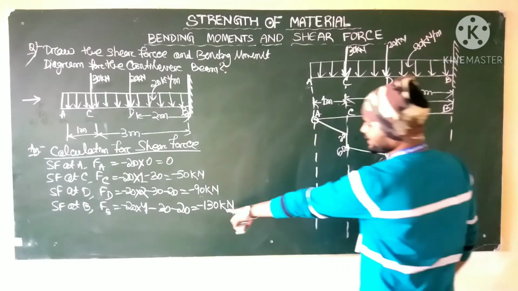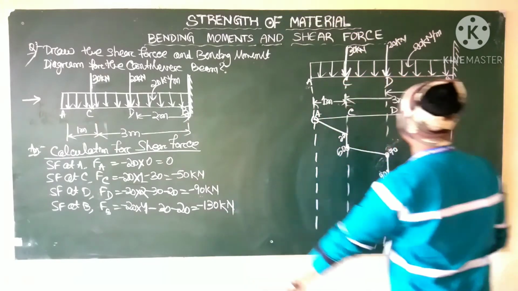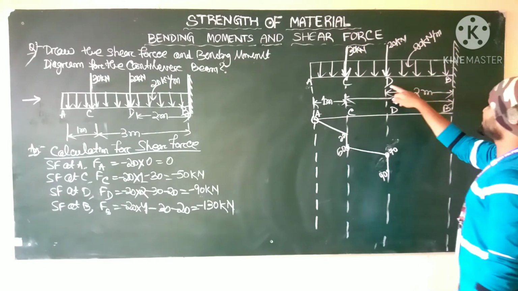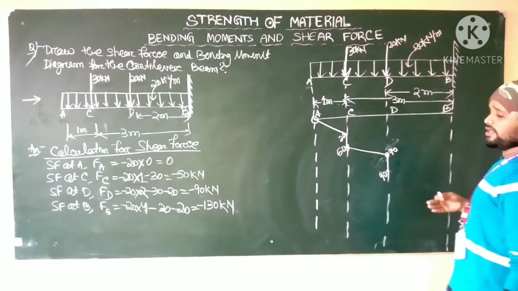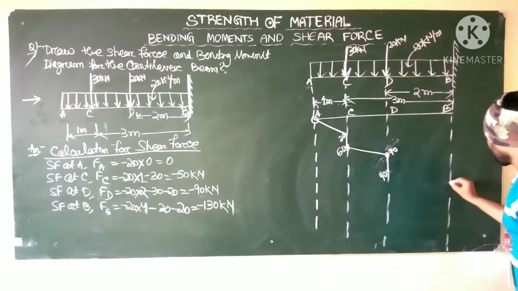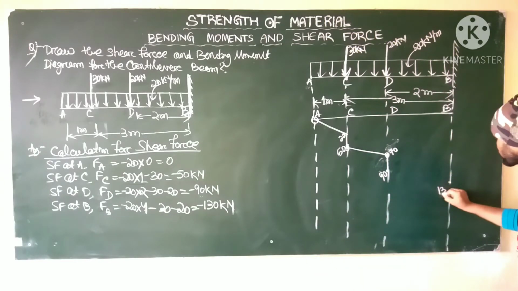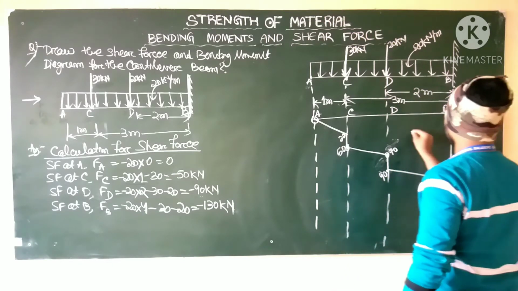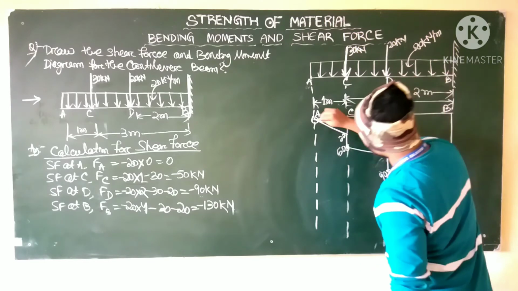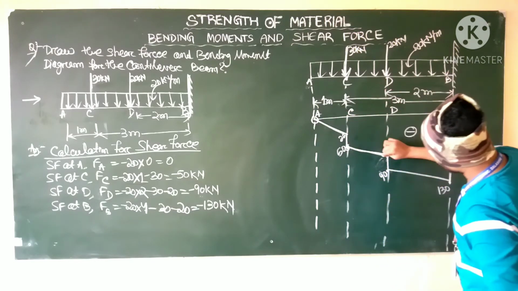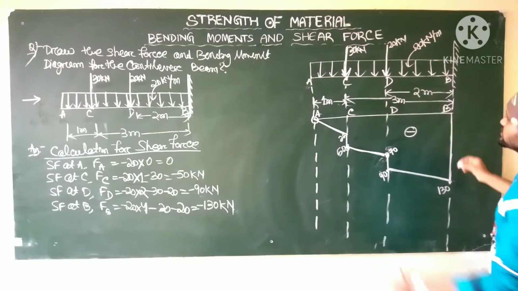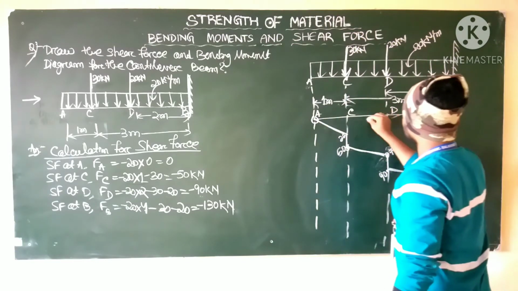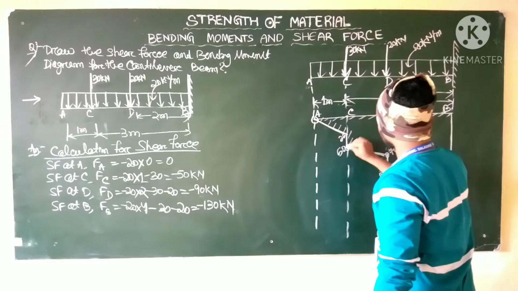Next, at last it will be minus 130. There is no point load, there is only UDL. For a UDL between 2 points, the line will be an inclined straight line. So let it be minus 130. So this line is joined by an inclined straight line. This is negative, and all of these are inclined straight lines, as there is a UDL there. Make hatching inside the diagram.